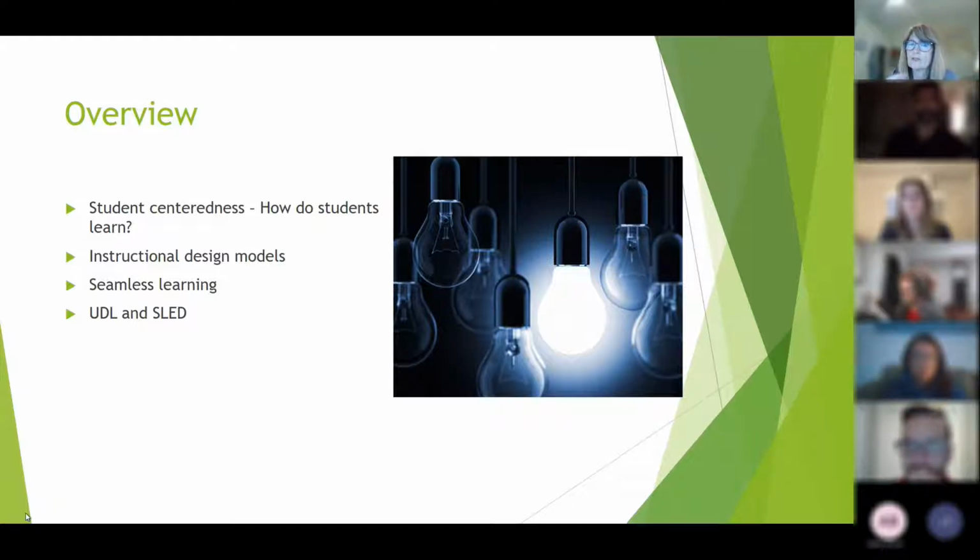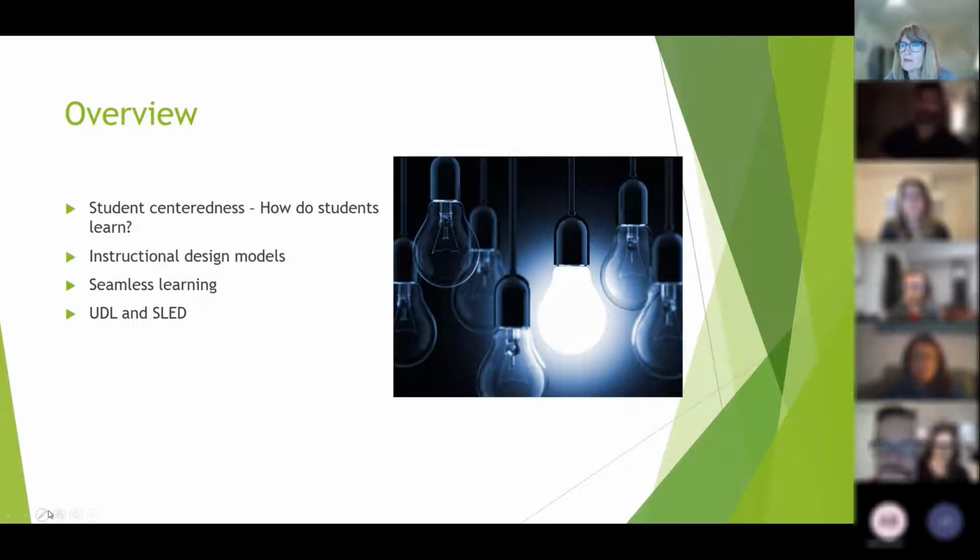So we want to talk about student-centered learning. Then I will touch on a few instructional design models. Then we will look at seamless learning, and at the end we will look at universal design for learning, and then compare it with seamless learning. That is actually what I would like you to do with me, so we will be having a discussion about that.